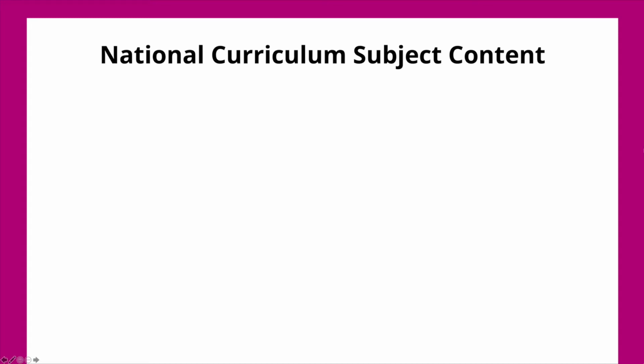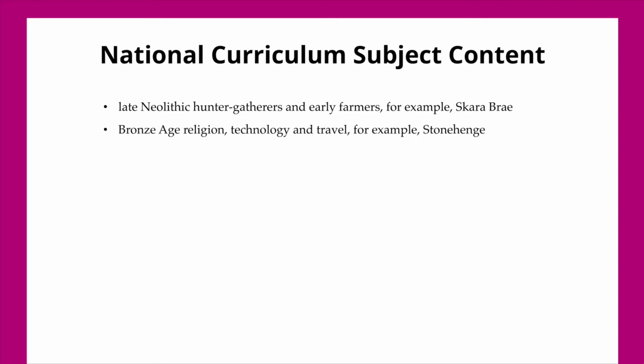Non-statutory examples of areas of study include late Neolithic hunter-gatherers and early farmers, for example, Skara Brae. Bronze Age religion, technology and travel, for example, Stonehenge. Iron Age hill forts, tribal kingdoms, farming, art and culture. This unit explores each of these areas and much more, balancing breadth and depth of study. It takes pupils from the Iron Age to the discovery of metal, encompassing tens of thousands of years.